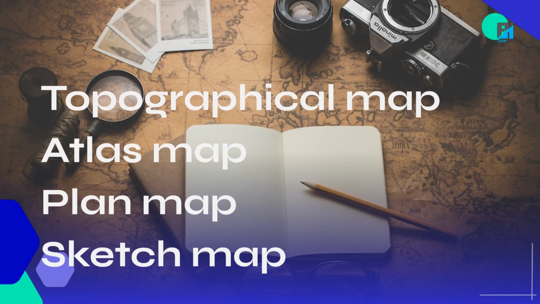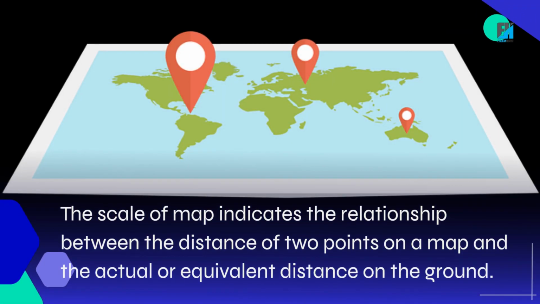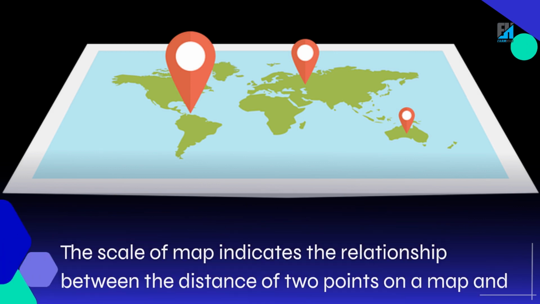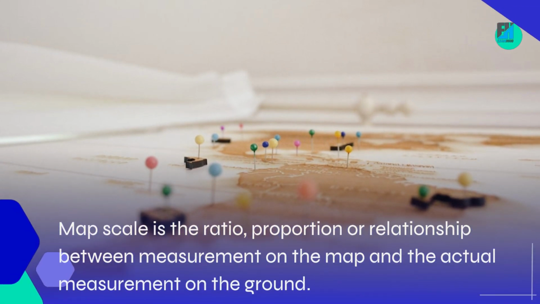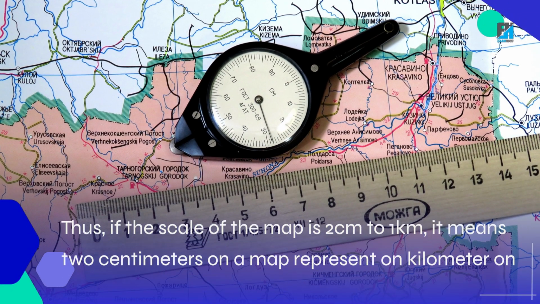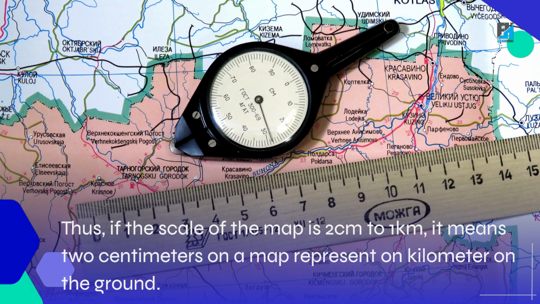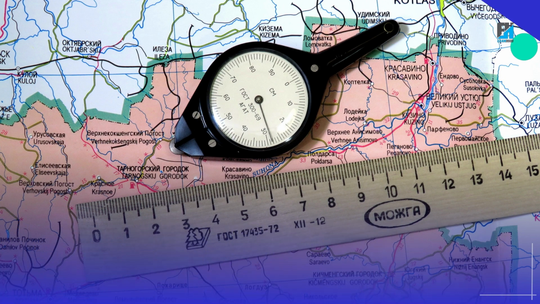Types of map: topographical map, atlas map, plan map, sketch map. Map scale. The scale of a map indicates the relationship between the distance of 2 points on a map and the actual or equivalent distance on the ground. Map scale is the ratio, proportion or relationship between measurement on the map and the actual measurement on the ground. Thus, if the scale of the map is 2 centimeters to 1 kilometer, it means 2 centimeters on a map represent 1 kilometer on the ground.